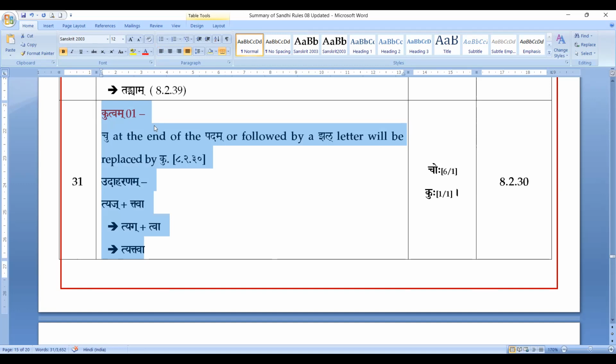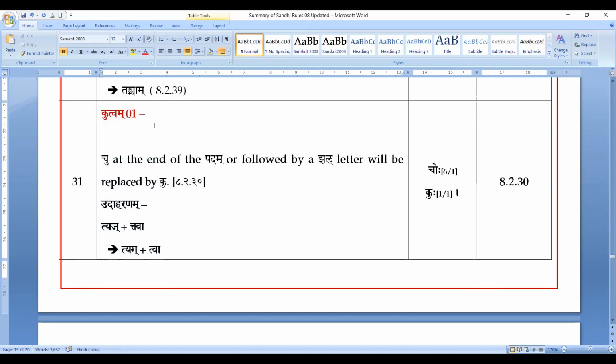Chavargasya sthane Kavargadesha bhavati. You can write in Sanskrit. Kavargasya sthane, it is sthani. Sthane Shavargasya adeshah bhavati. Kada bhavati? Jali padante cha. Jali parataha, that is, when a Jali follows, or Padante cha, when at the end of the Padam. Okay, this is Kutta Vidhi.